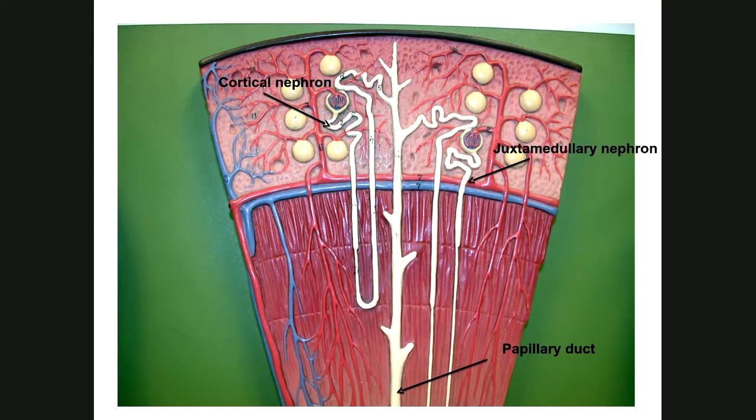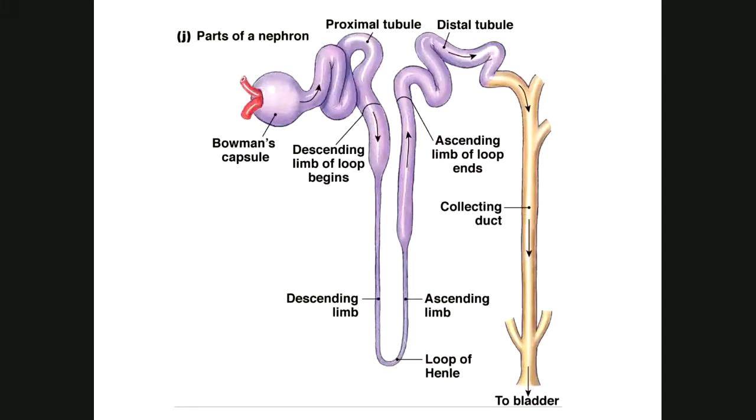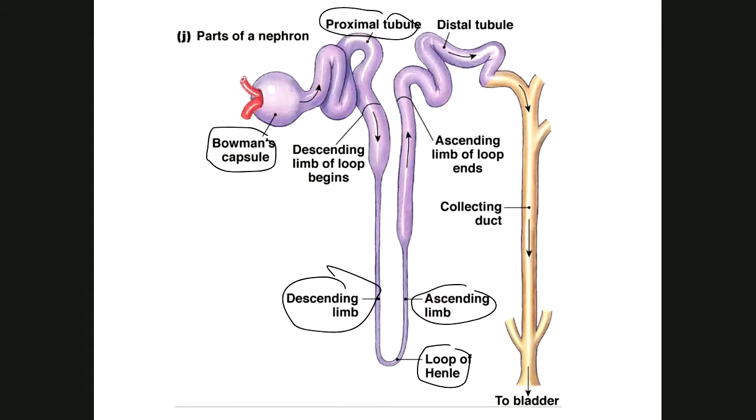Remember, we have two types of nephrons. Short ones. This is a short one. Look, it's short. That's the cortical. This one is long. Look, it even goes off the picture. That's the juxtamedullary. Except for being short and long, they're exactly the same. So they're going to have all those same parts. Again, we're going to start with Bowman's capsule, and then we're going to have the proximal convoluted tubule, the loop of Henle with the descending limb and the ascending limb, and then the distal convoluted tubule and the collecting duct.